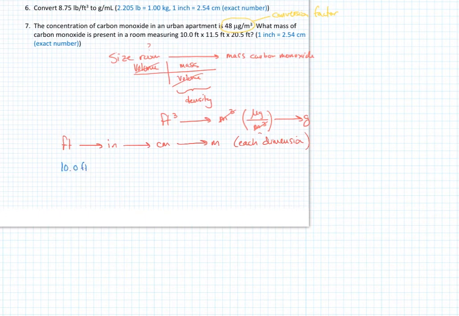10 feet. We'll set up the railroad tracks. I need feet on the bottom and I need inches on the top. So I got 12 inches in every 1 foot. Feet cancels feet. Next step, I need to go to centimeters. So I've got 1 inch equals 2.54 centimeters. Inch cancels inch.